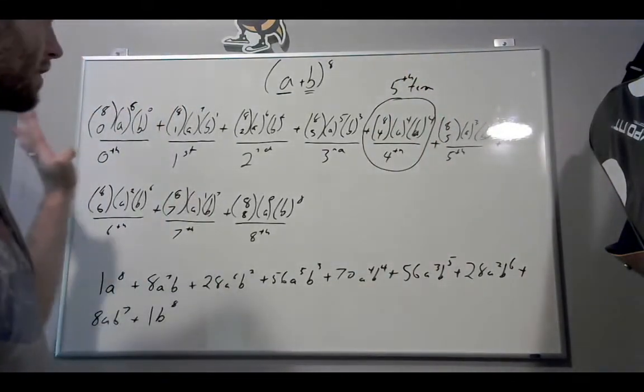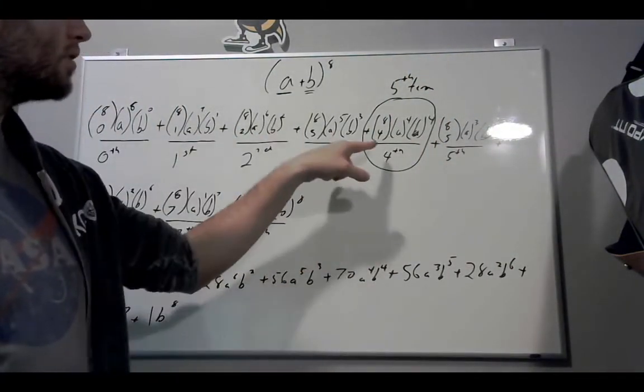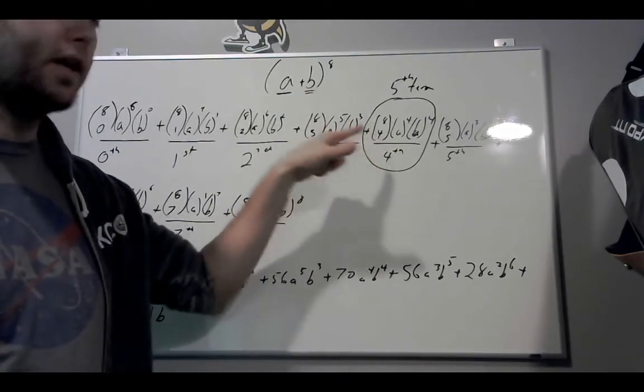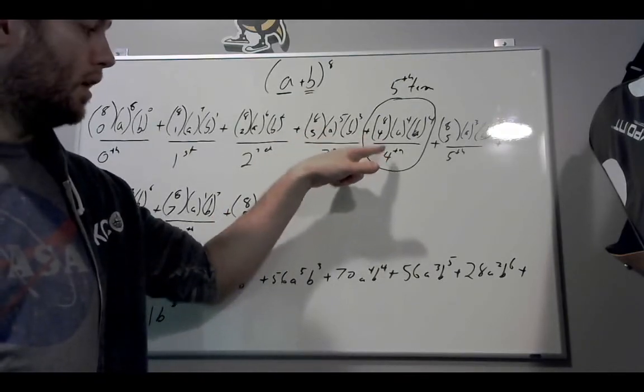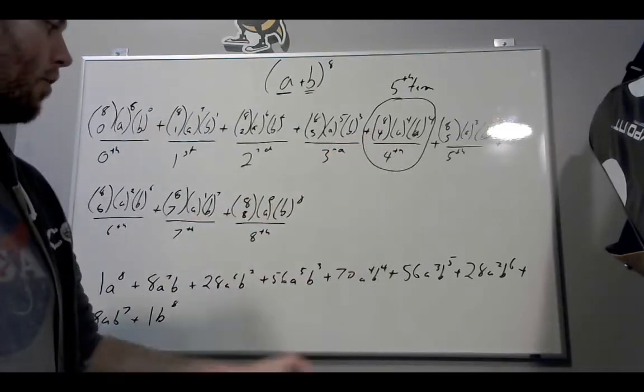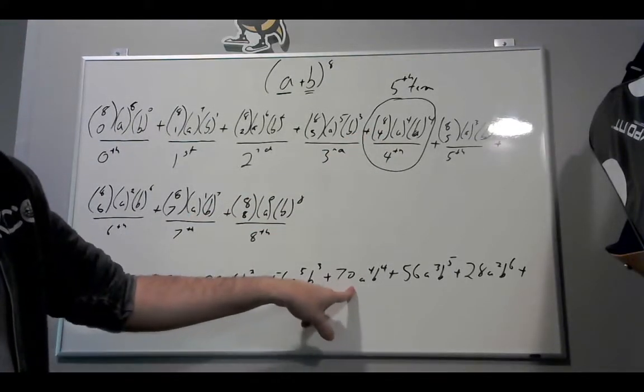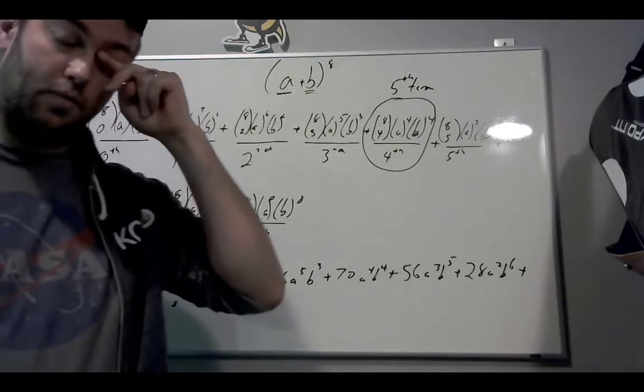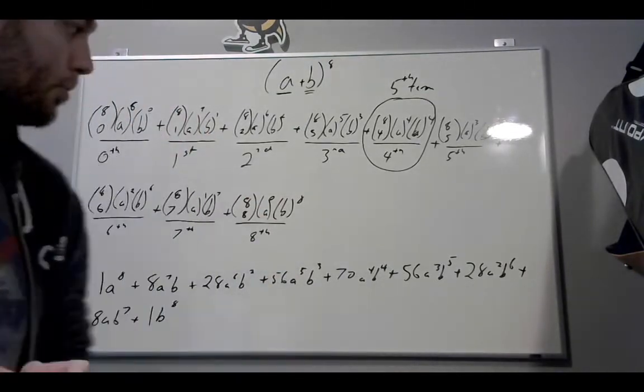So instead of having to do all of this work, I just have to find the work for just this one right here, and then do the math and figure out whatever that fifth term is, which is 70 a to the fourth b to the fourth power. So let's do a couple of those examples.